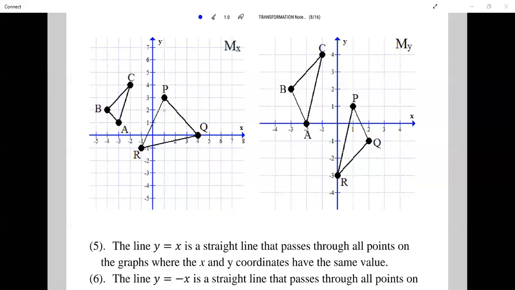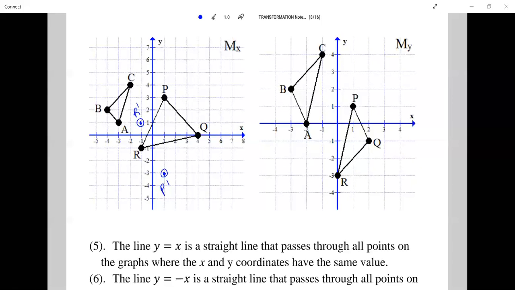P is 1, 2, 3 units from the mirror line. The image is the same distance from the mirror line, but on the other side. 1, 2, 3. This is the new position of P. This is P prime. R is 1 unit from the mirror line, which is the x-axis. The image is also 1 unit from the mirror line, but on the other side. This would be the new position of R. This would be R prime.